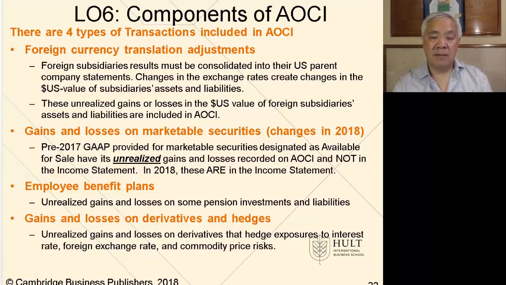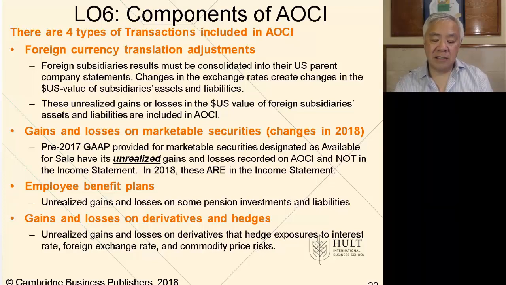The third item is the employee benefit plans, and these would be certain gains and losses, again unrealized, that relate to their investments or their liabilities. They go directly to AOCI and not the income statement. And they're held there until there's a change from year to year. So one year if there's a gain, it would go to AOCI. Next year if there's a loss, it again goes to AOCI and just stays there because they're unrealized.